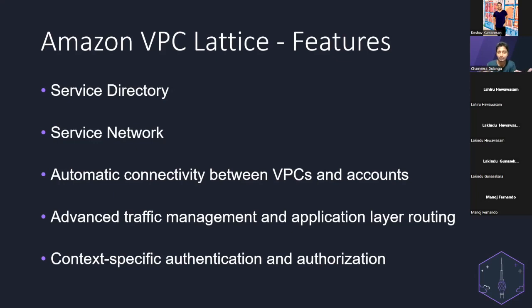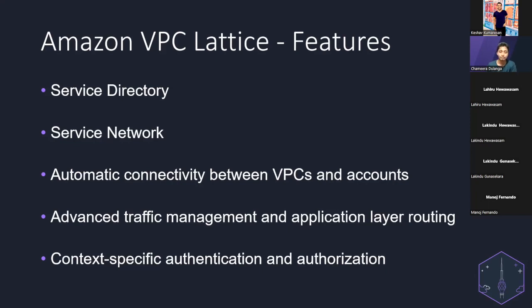VPC Lattice is a fully managed application layer proxy. It supports weighted routing for deployments like blue/green or canary style deployments. It also provides context-specific authentication and authorization. As I mentioned, you can use the IAM service and AWS identity for that.